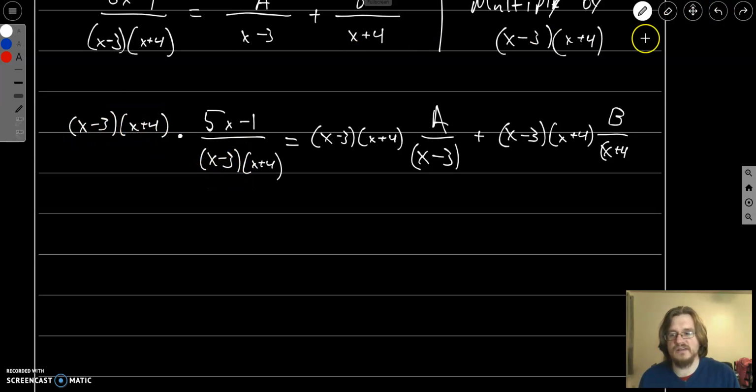Let me do this in red so it's a little bit easier to see. x minus 3 and x minus 3. x plus 4 and x plus 4. So the only thing left on this side is going to be 5x minus 1. So far, so good. Next, x minus 3 and x minus 3. So what's left over, I have some number a times x plus 4.